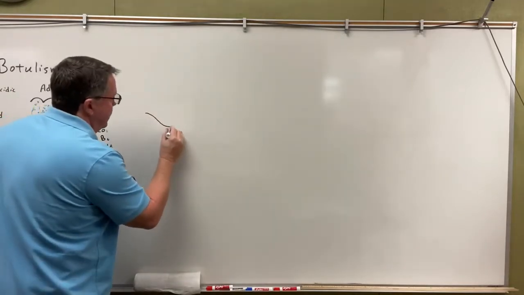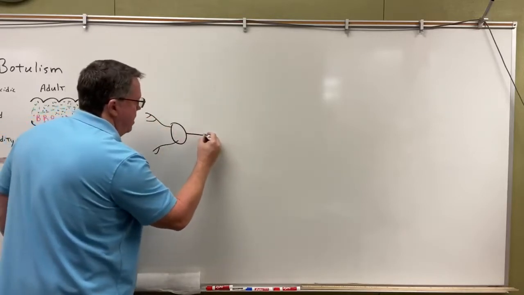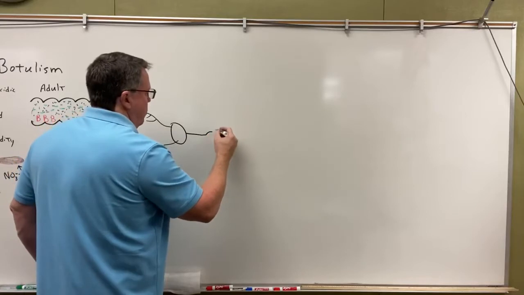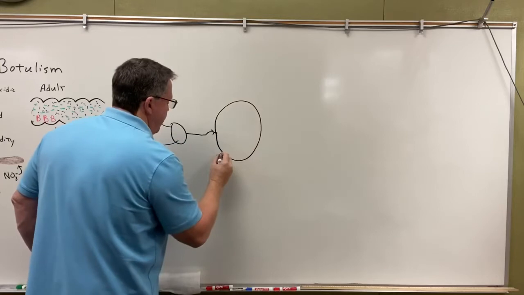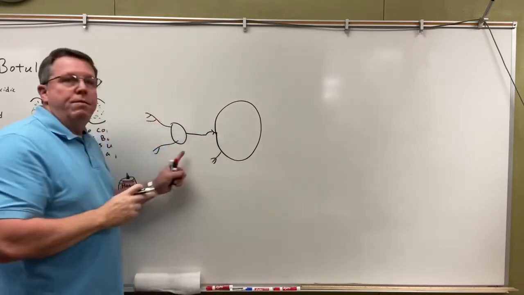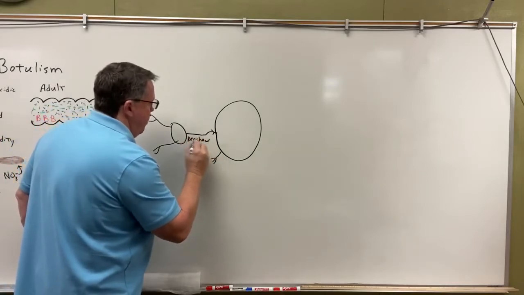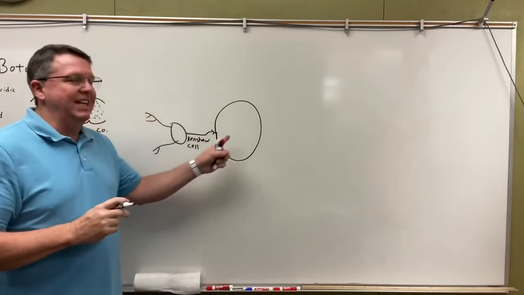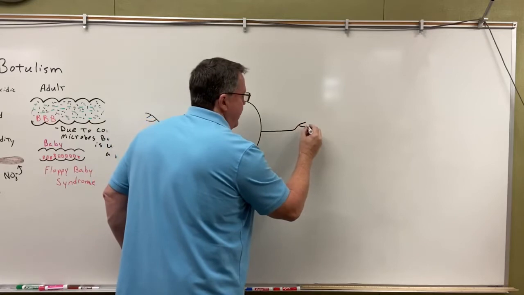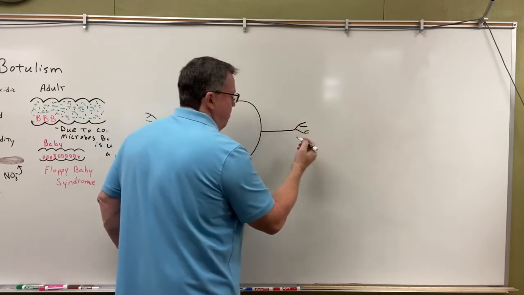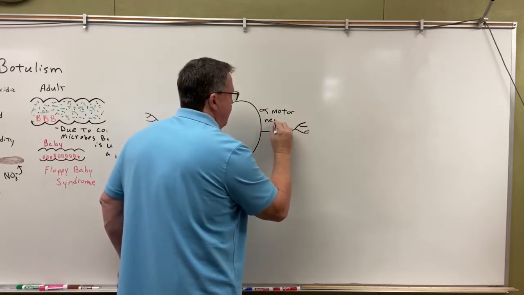So I'm going to draw this one kind of small because I'm not really too concerned about this. And then it's going to go out to my alpha motor neuron. If you remember when we talked about tetanus, we called this here a Renshaw cell. What Renshaw cells were responsible for was inhibiting my alpha motor neuron. Well, now I'm going to draw my alpha motor neuron. And here's my axons here. So this is an alpha motor neuron.